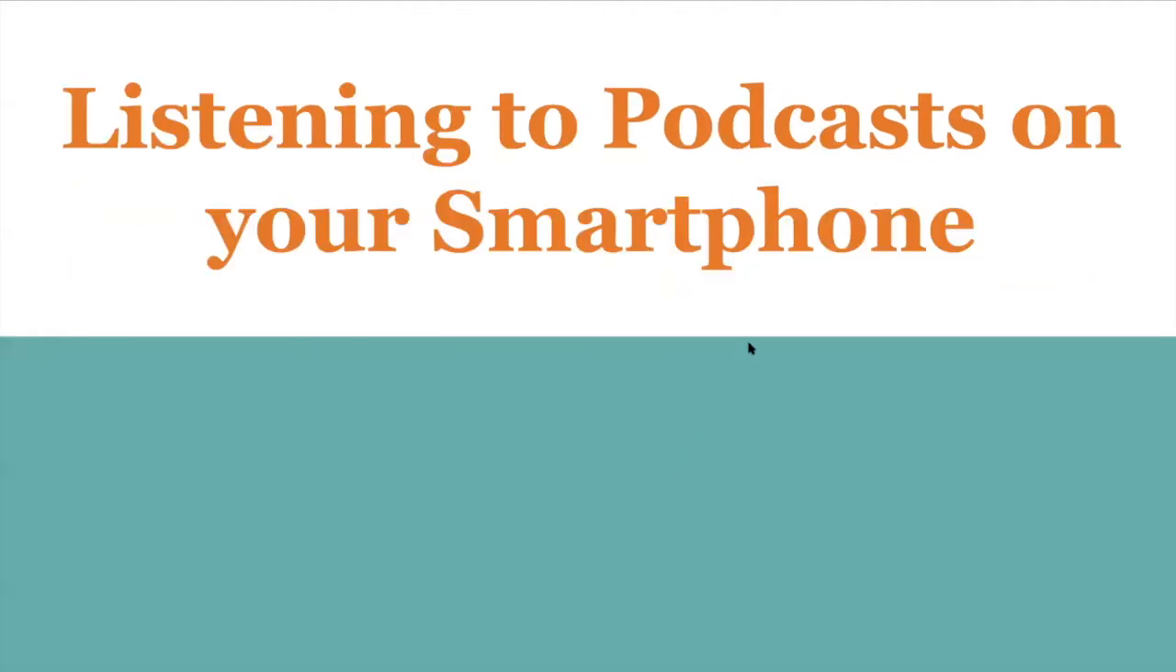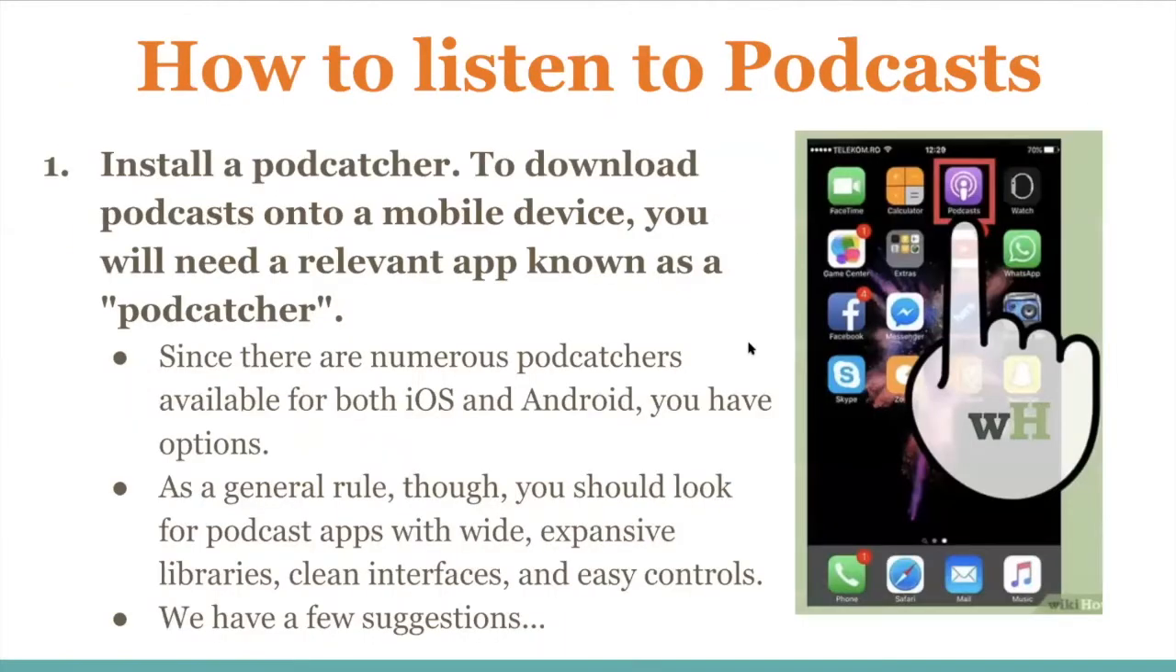Listening to podcasts on your smartphone. So to listen to podcasts on your smartphone, you have to first install a Podcatcher. And to download podcasts onto a mobile device, you will need a relevant app known as a Podcatcher. Since there are numerous podcatchers available for both iOS and Android, you'll have many options. As a general rule, though, you should look for podcast apps with wide, expansive libraries, clean interfaces, and easy controls. We have a few suggestions.